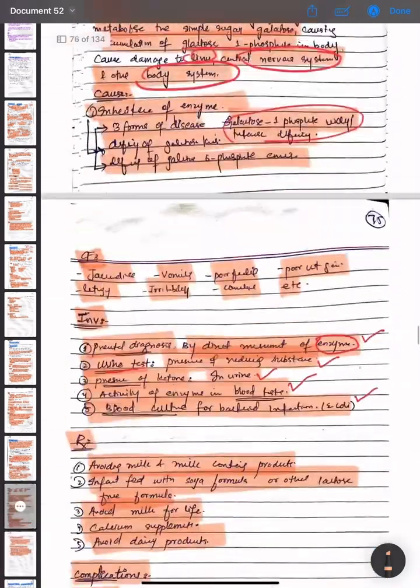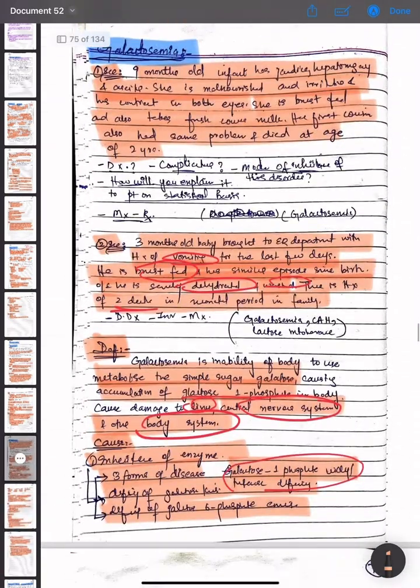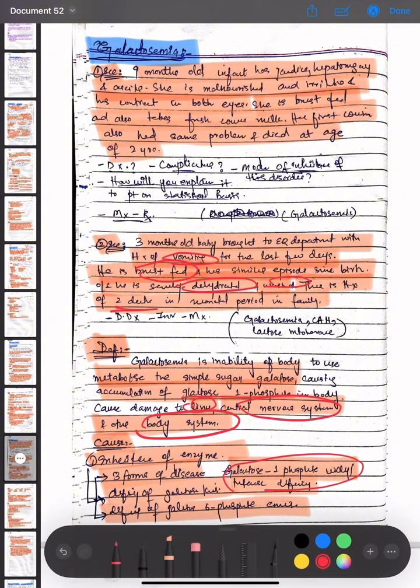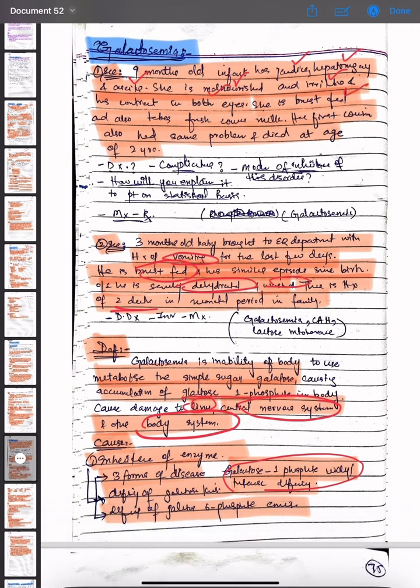So we have discussed the topic of galactosemia, and we have discussed a patient who has jaundice, hepatomegaly, ascites, is malnourished and irritable, and has cataracts in both eyes, I think. She is breastfed and also takes fresh cow's milk. Her first cousin died because of the same problem.